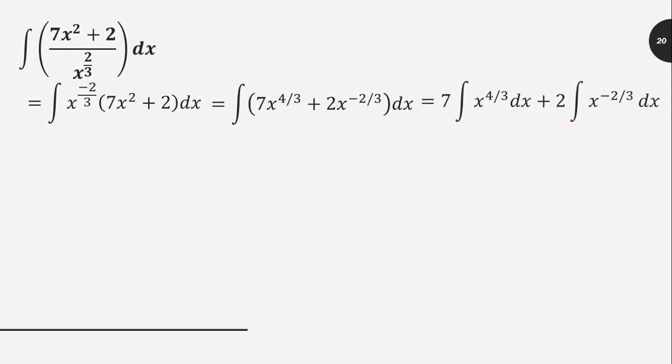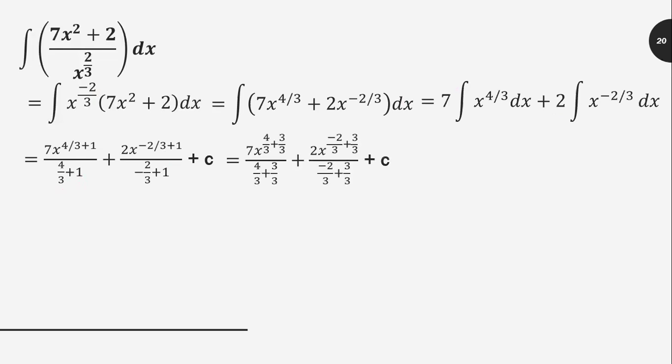For the next part, we simplify further by putting the constant terms and distributing dx on each side. Next, we add now. We have 7x raised to 4/3 plus 1, then negative 2/3 plus 1 over negative 2/3 plus 1, plus c.